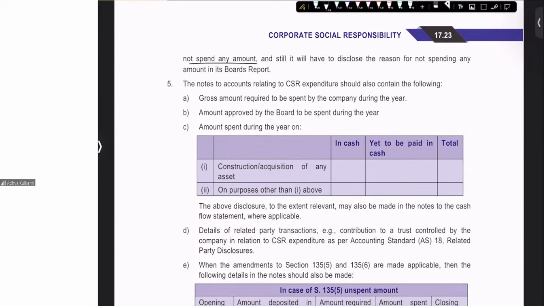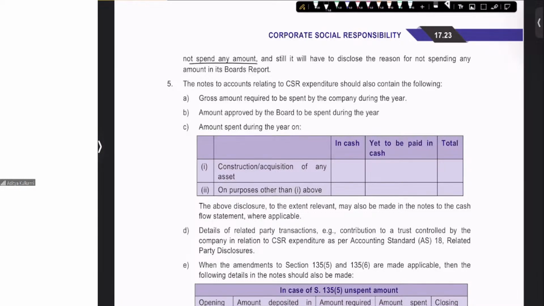You meet the turnover criteria. Companies like Amazon, Flipkart, etc. Okay. If they are carrying out certain selling activities, they will meet the turnover criteria. But the important point is they are not making profits. So because they are not making profits, I will not book a CSR expense, but I will have to carry out all the disclosures.